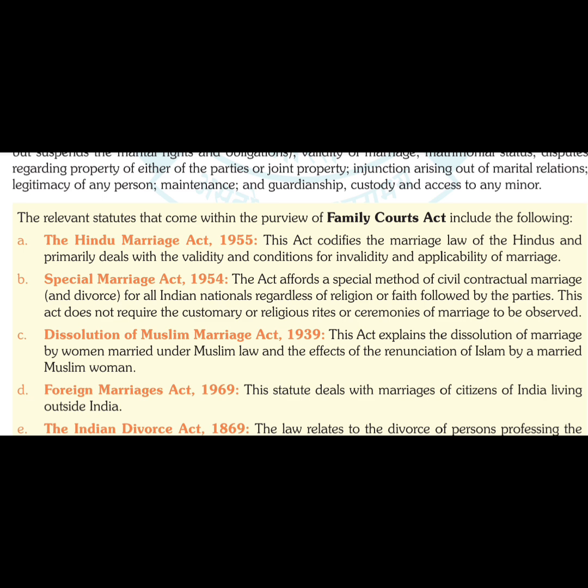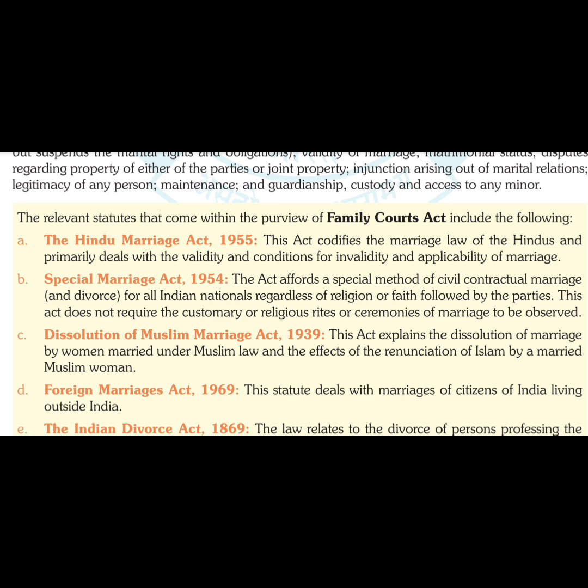Legitimacy of any person. Person here means a child. To declare that a person is the legitimate child of the two people, of mother and father, or of the couple. And what is the point of declaring somebody as a legitimate child? Because if he is a legitimate child of the parents, then he will be entitled to the property and to the other benefits that the biological child of a couple is entitled to. Maintenance, everybody knows. Guardianship means guardian of a child.